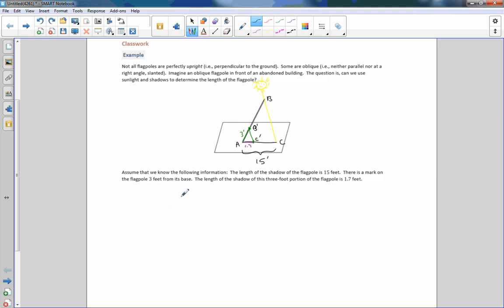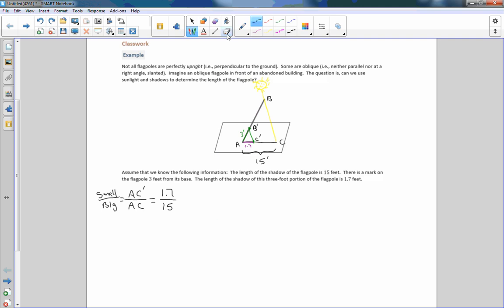So if I compare my givens, I know AC prime, so I'm going to write AC prime over AC. So I'm comparing small over big. And this is just to keep track of what order I need to keep everything in. So the small triangle's on top in the numerator, and the big triangle's in the denominator down below. So AC prime is 1.7, and AC is 15.